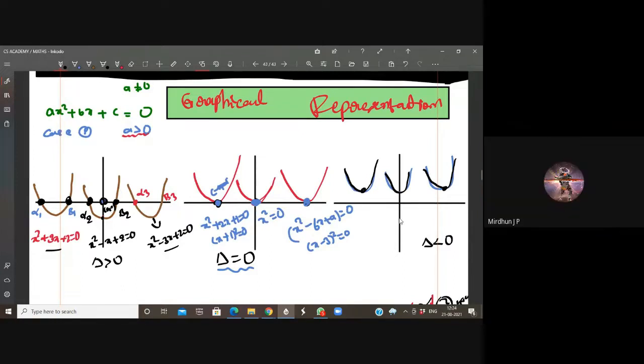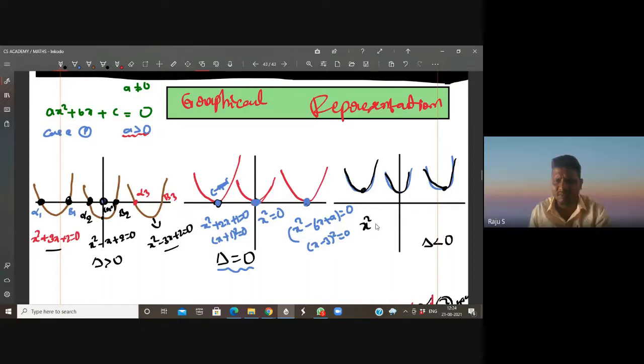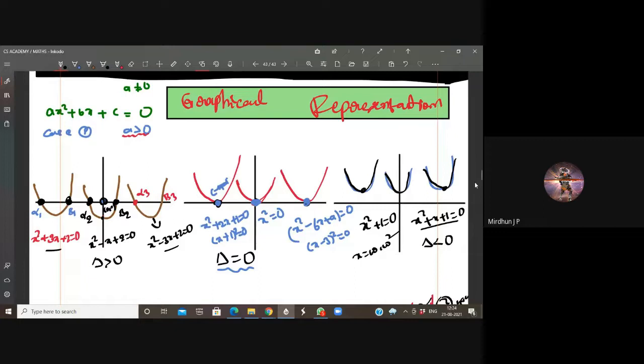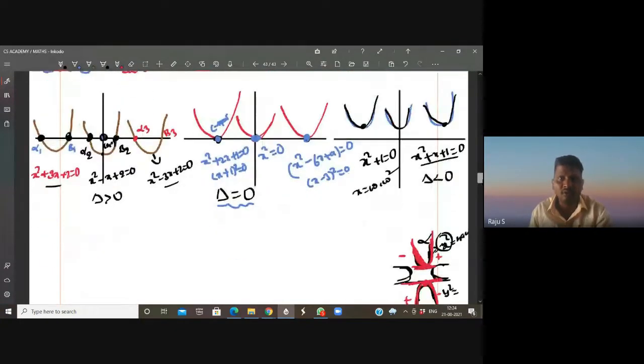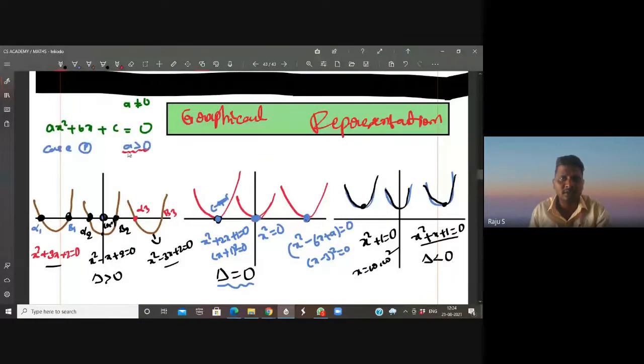You may take x square plus 1 is equal to 0, which gives x equal to plus or minus i. We can take many, like x square plus x plus 1 is equal to 0. What are the roots of this equation? x is equal to omega and omega square. Remember, very important: cube roots of unity, complex numbers. So this is about a is greater than 0.